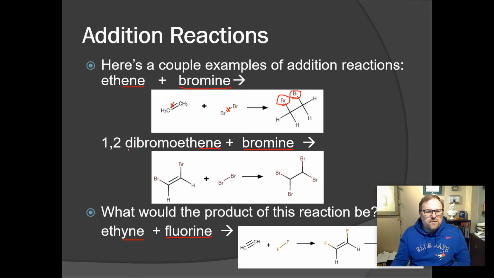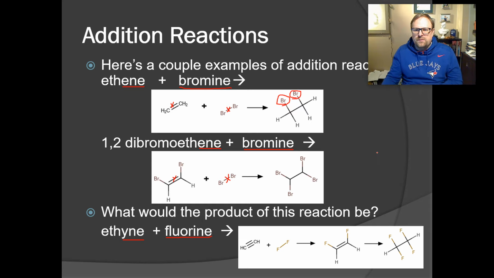In this case, we have a 1,2-dibromoethene. We're going to break this bond. We'll break the bond between the bromines there, and we end up with a 1,1,2,2-tetrabromoethane. Not an ene, it's an ane because we've broken that double bond.